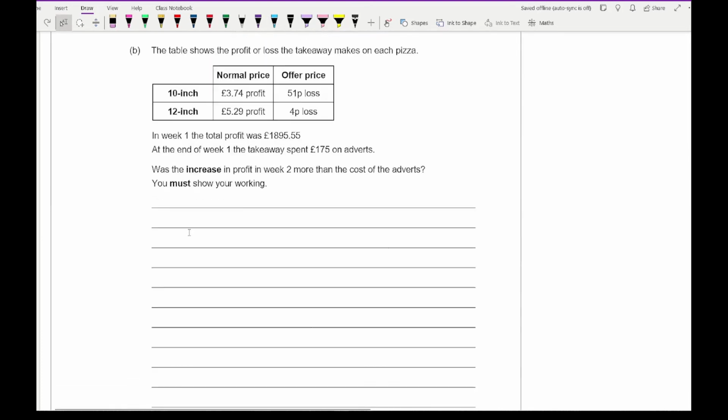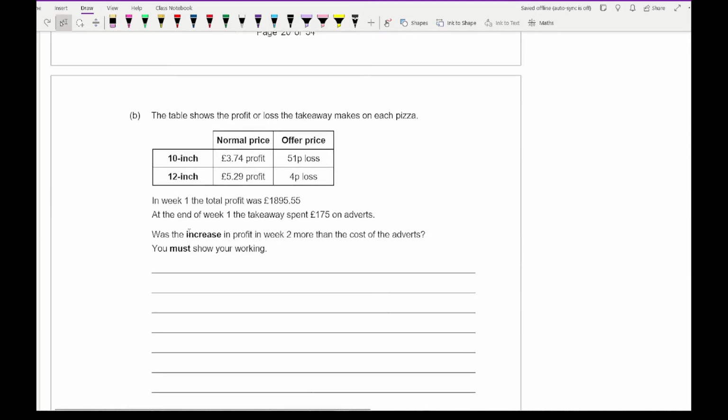Moving on to B, it says the table shows the profit or loss the takeaway makes on each pizza. It says in week 1 the total profit was £1,895.55. At the end of week 1 the takeaway spent £175 on adverts. Was the increase in profits in week 2 more than the cost of the adverts? And it says that we must show our working out. So again, referring back to the information on the frequency tree, looking at this, we've got the 10-inch sales.